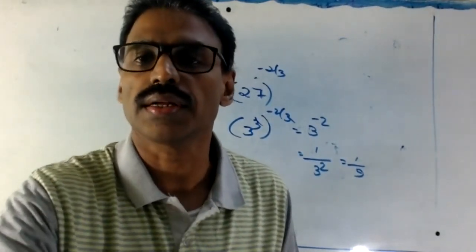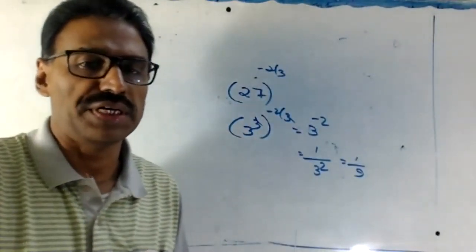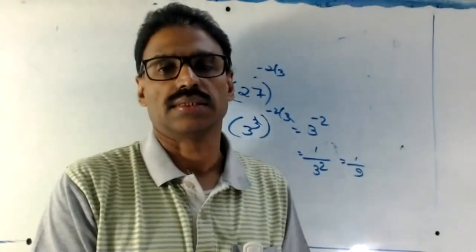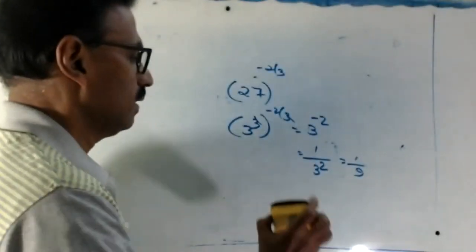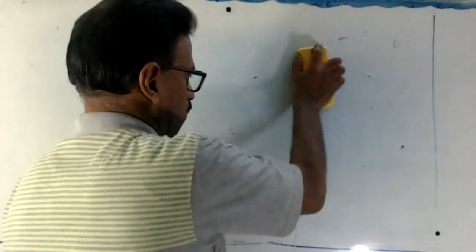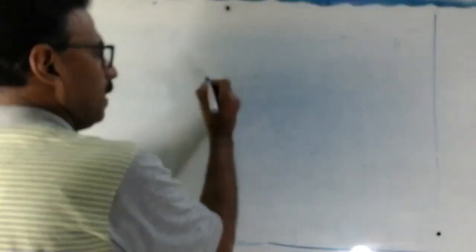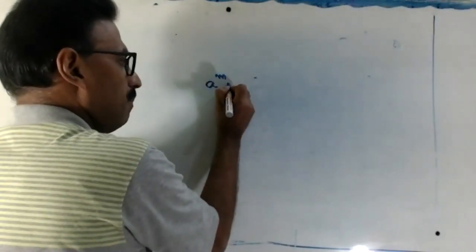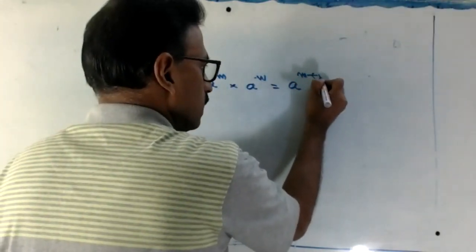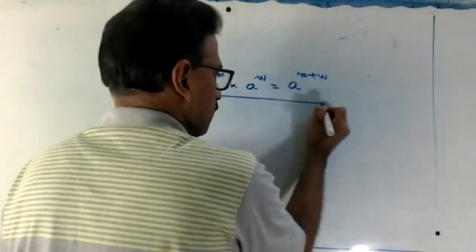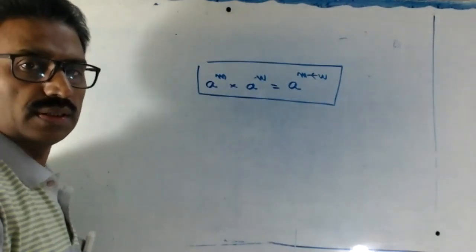So, look at here, the latecomers. Just listen. We already finished the rationalization. Okay. Now, exponents part. The first part is we discuss a raised to m into a raised to n. That is a raised to m plus n. Okay, this is our first part. You can copy in your notebook later. I'll send you the video.